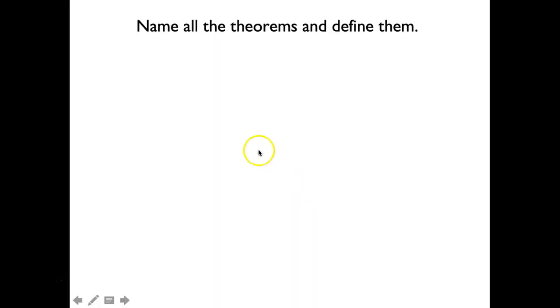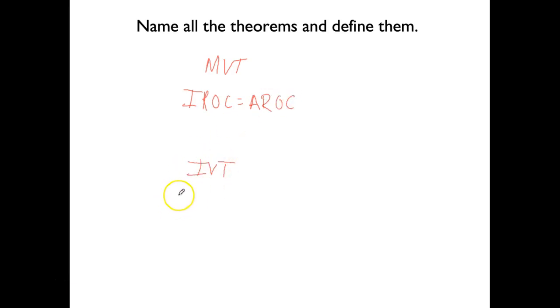Okay, let's go here. Name all the theorems and define them. Okay, so we already did that pretty much. It's MVT, and that means instantaneous rate of change is equal to the average rate of change, and IVT, which means you have to cross through everything in between. Now remember, for MVT you need to be differentiable. For IVT, you just need to be continuous. And this is the in-between theorem. And there is one more, I don't know if you remember it, EVT. They don't really ask about this one.